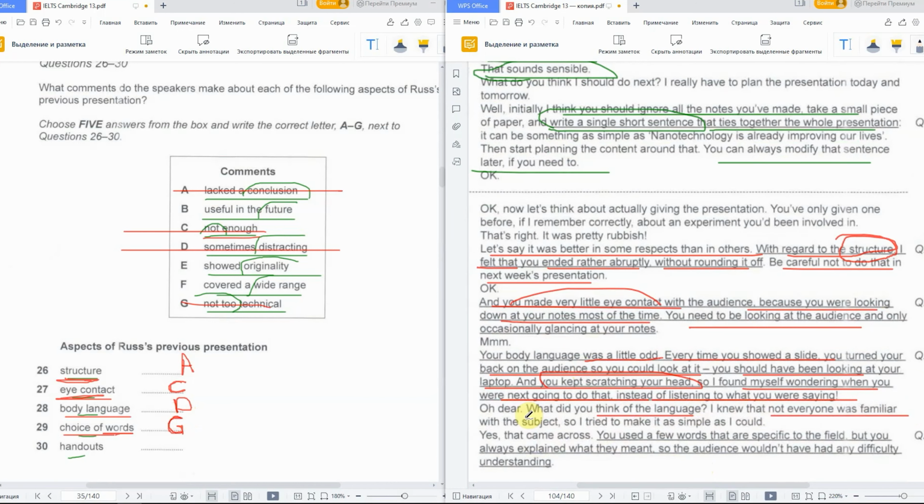Language, not everyone was familiar with the subject, simple as I could, came across, use few words that are specific to the field, you always explained what they meant, so the audience wouldn't have any difficulty understanding. That's true, not a technical job.